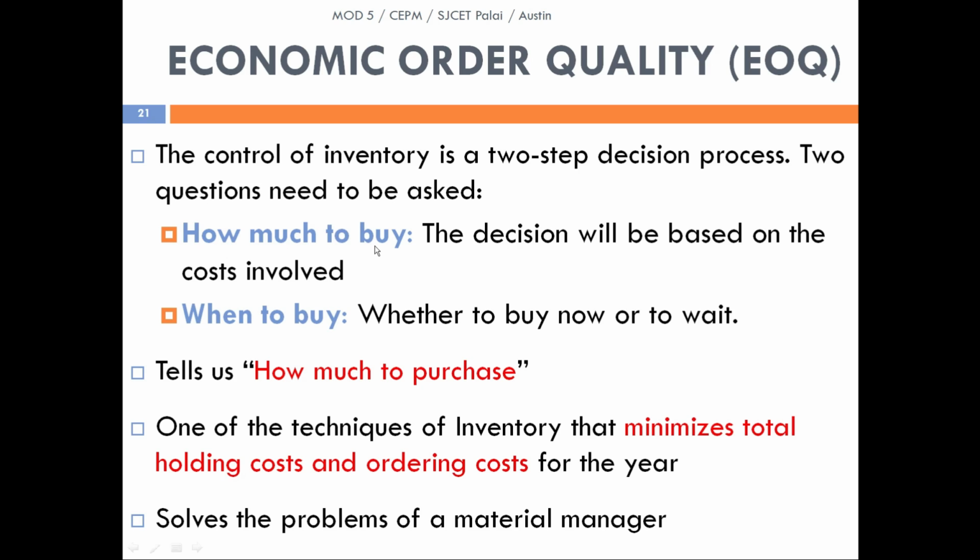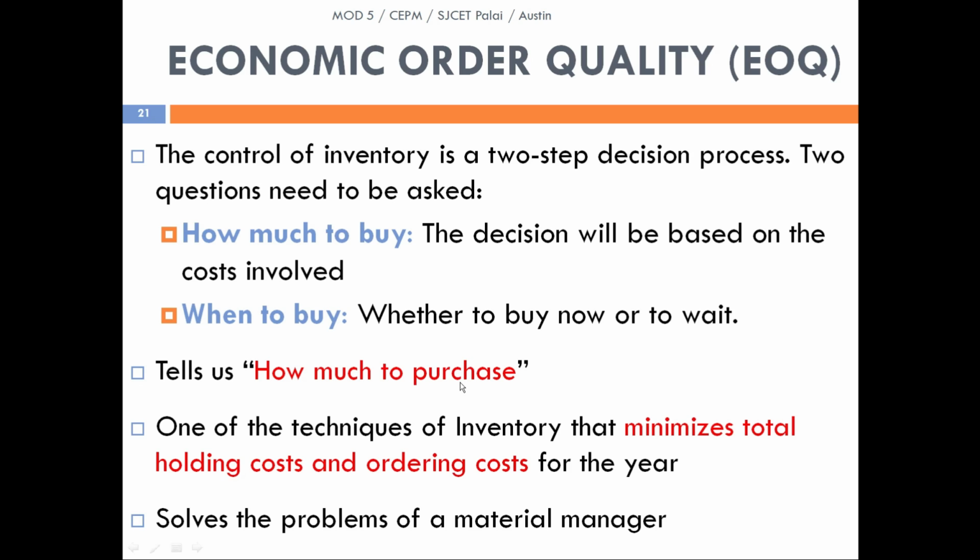How much to buy is decided based upon the cost involved. When to buy is about now or to wait. In that we have to weigh the risk of stock out versus the cost of holding extra inventory. So first we have to analyze when our stock will run out. We have to weigh which one is better, to go out of stock or to invest more on stocking more inventory, and then take the decision.